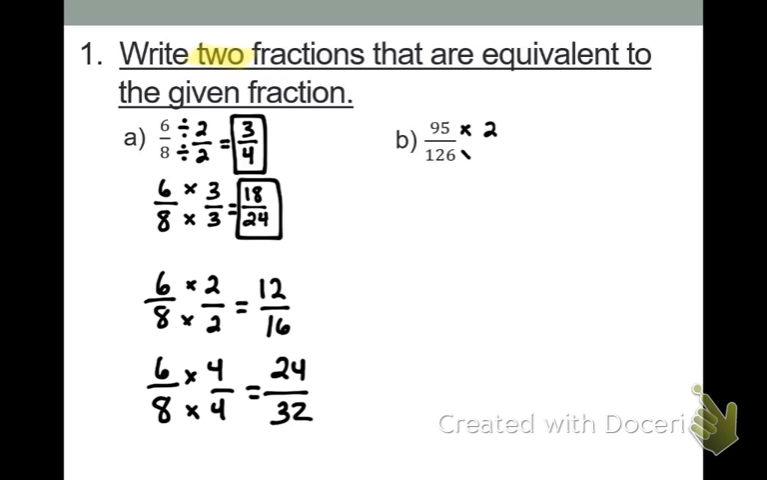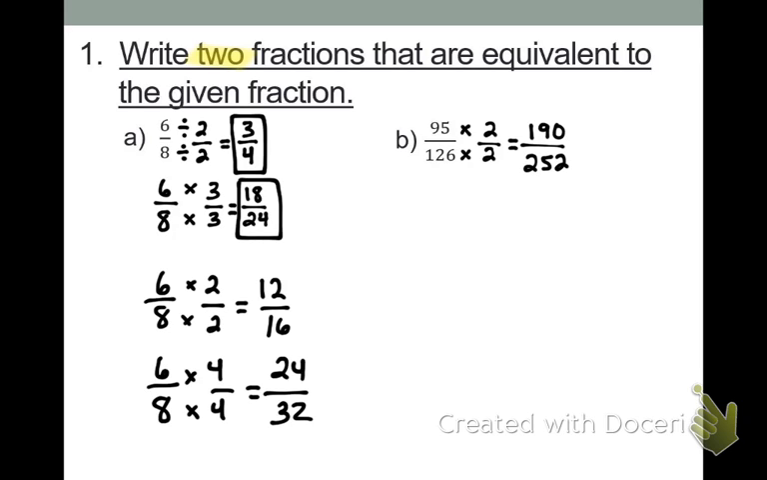If I multiply by 2 on top, I've got to also multiply by 2 on the bottom to get an equivalent fraction. Remember, this means the numerator and the denominator ratio is still exactly the same. I'm just multiplying it by the number 1. What's my new equivalent fraction? 190 over 252. Am I finished with problem B?